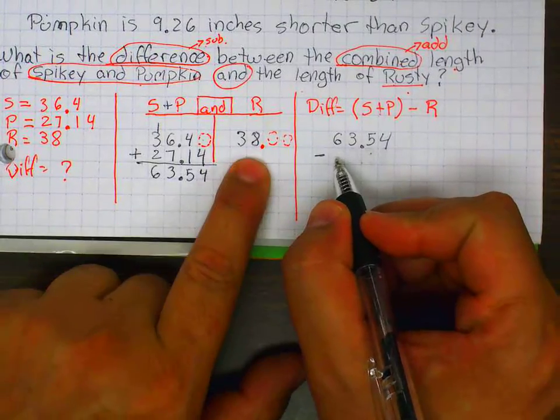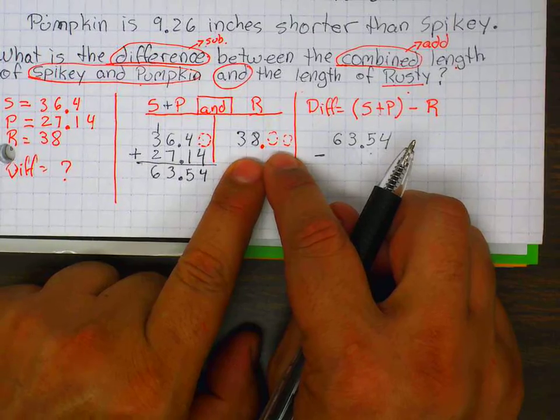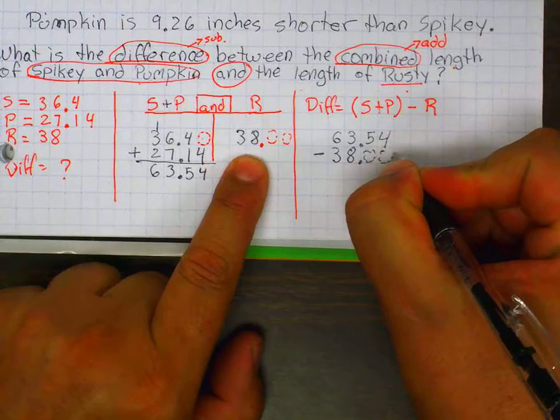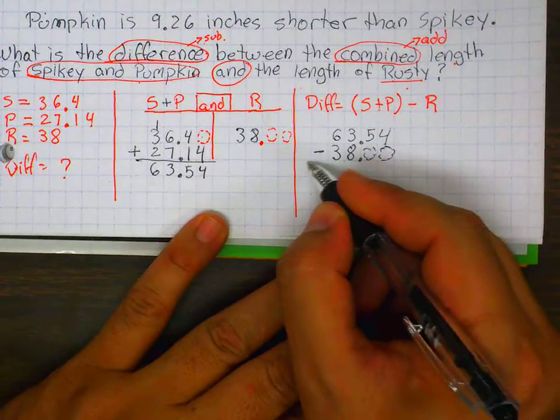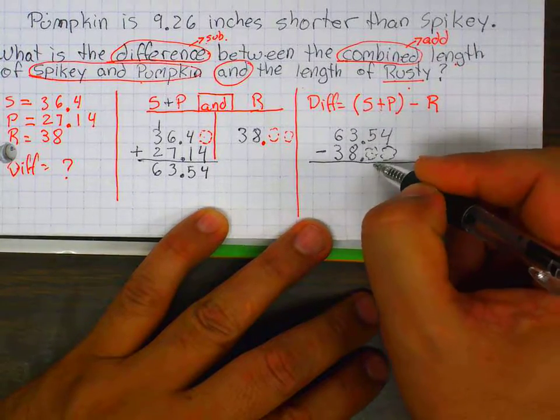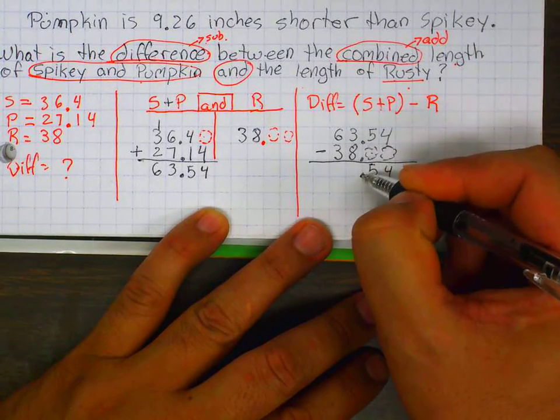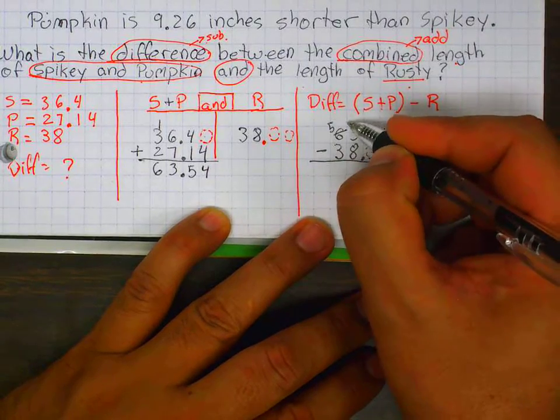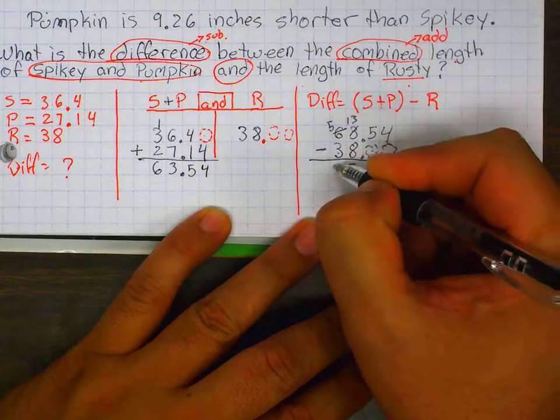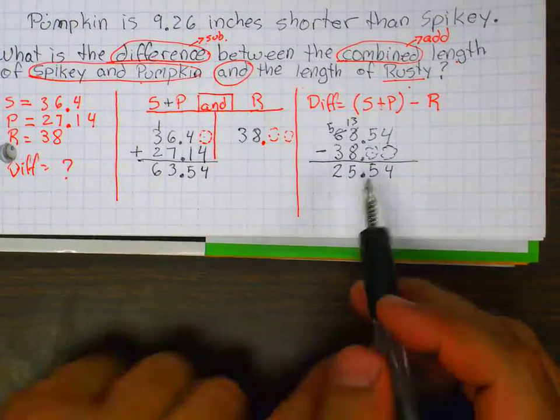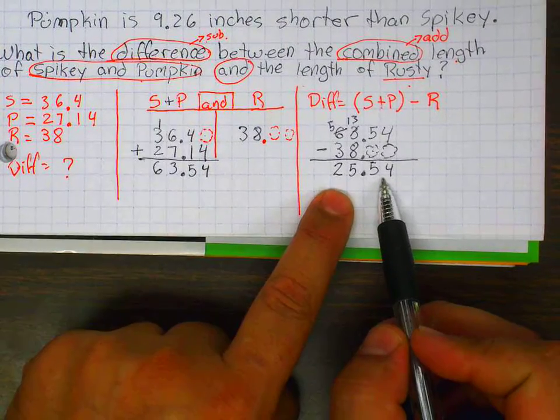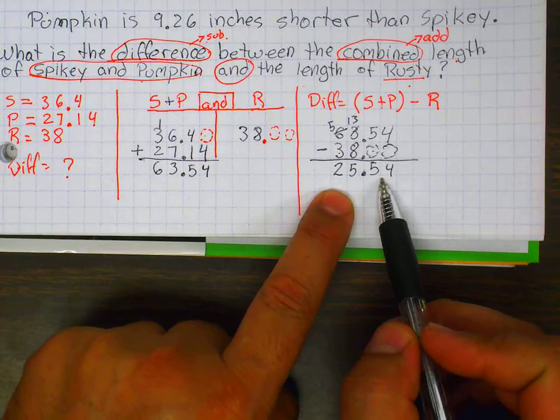Now I can subtract it, and I need to write my whole number as a decimal number like this, and I have the two zeros there. So 4 minus 0, 4. 5 minus 0 is 5. I bring down my decimal point. This becomes 5. 13 minus 8, 5, and 5 minus 3, 2. So the difference between the length of Spiky and Pumpkin combined and Rusty is 25 and 54 hundredths inches.